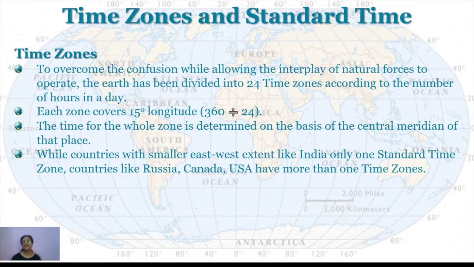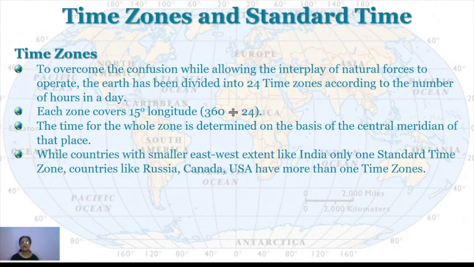But in certain cases, when the countries are too big, like their longitudinal extent is too much, and it's such a big country that it cannot have any one standard time. You can take the example of Russia, China, then USA, Canada. These countries all have too much longitudinal extent. So many longitudes are there. So to overcome that confusion, what have we done?